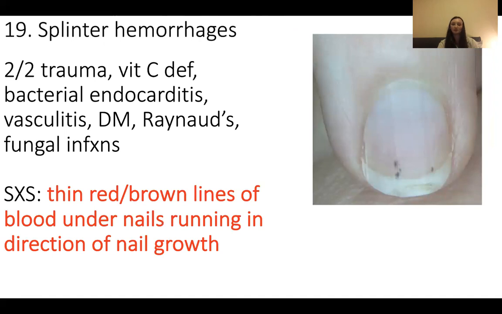Splinter hemorrhages, we go back to bacterial endocarditis, to our cardiology lectures. It's these like thin brown lines. So it's basically like blood under the nail. So know that that's associated with bacterial endocarditis. I think that's one of the more important ones for like boards.